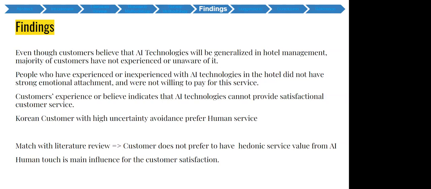So from this, we have found out that these findings actually match our literature review, which was that customers do not prefer to have hedonic service value from AI, and according to the literature review, human touch is a main influence on customer satisfaction. So our findings and the literature review were actually perfectly matching. Did you understand what I said? Do you have any questions?